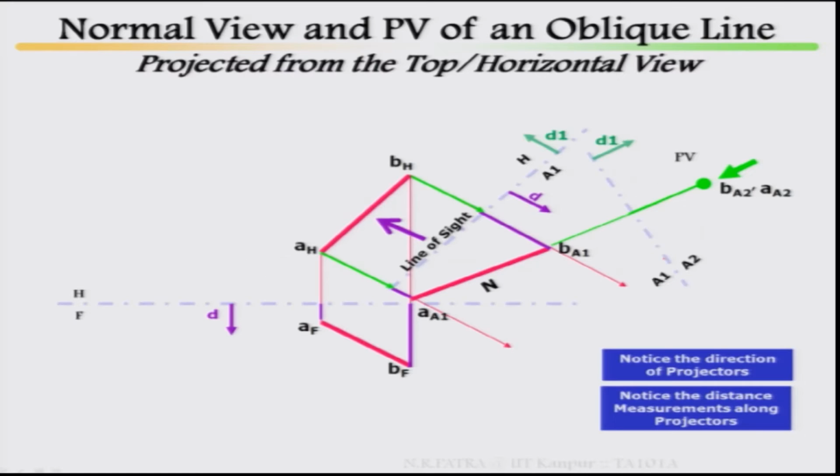For revision, notice how the distance d comes into the picture. Here you notice how the distance d from here to here will be taken as the distance d from here to here. This distance will be taken as this distance, and the distance from here to here will be taken as this distance from here to here. It is with respect to the frontal view, true length with respect to your frontal view.